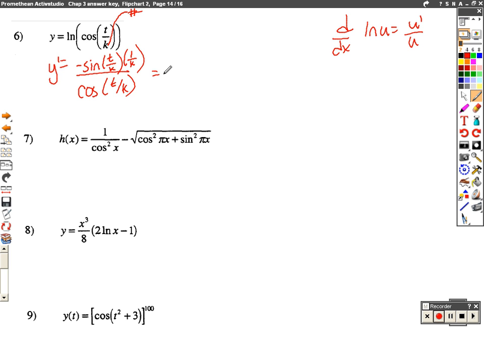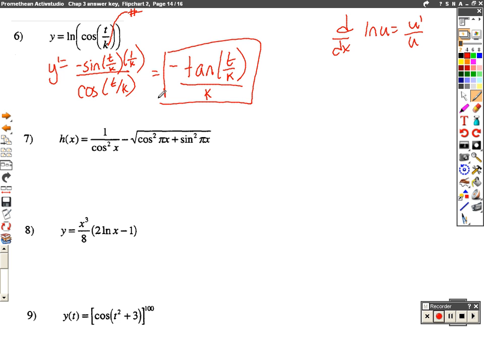Okay, most likely, if you saw this on a multiple choice problem, the sine over cosine of t over k would be simplified. Since sine over cosine is just a tangent, you would see negative the tangent of t over k times 1 over k. So basically, we could just divide this whole thing by k.